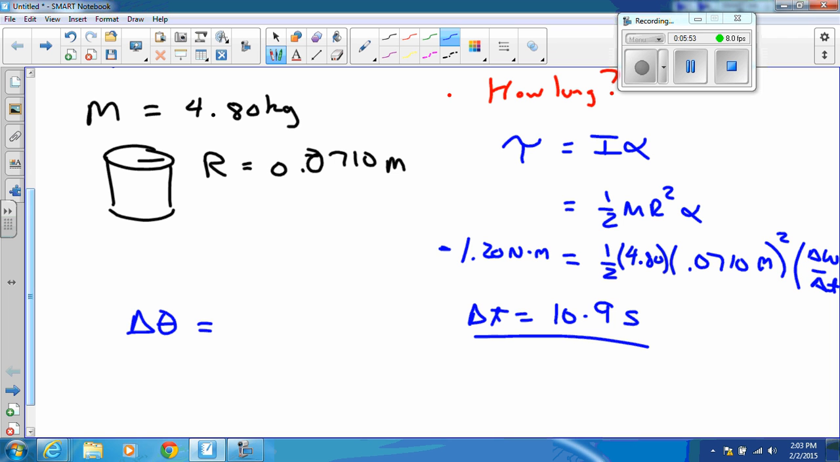No, that's omega, if you're thinking that, because alpha is the rate of change of omega. What is it? Delta theta equals omega naught t plus 1/2 alpha t squared.